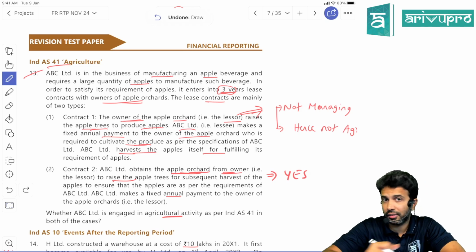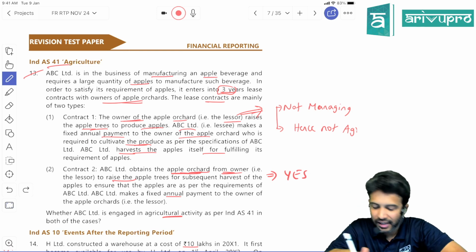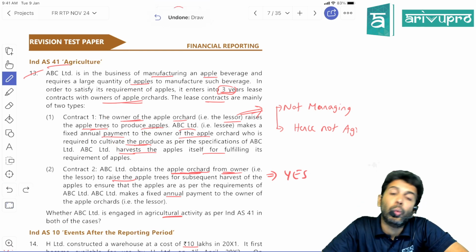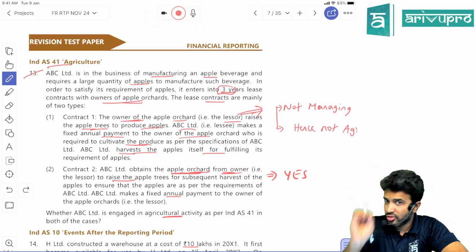Okay, as per Ind AS 41, for you to apply this standard, it should be an agricultural activity. Is it an agricultural activity for contract 1? No, sir. Why, sir? If you want to call it agricultural activity, we have studied this in regular class also, we have written it also.